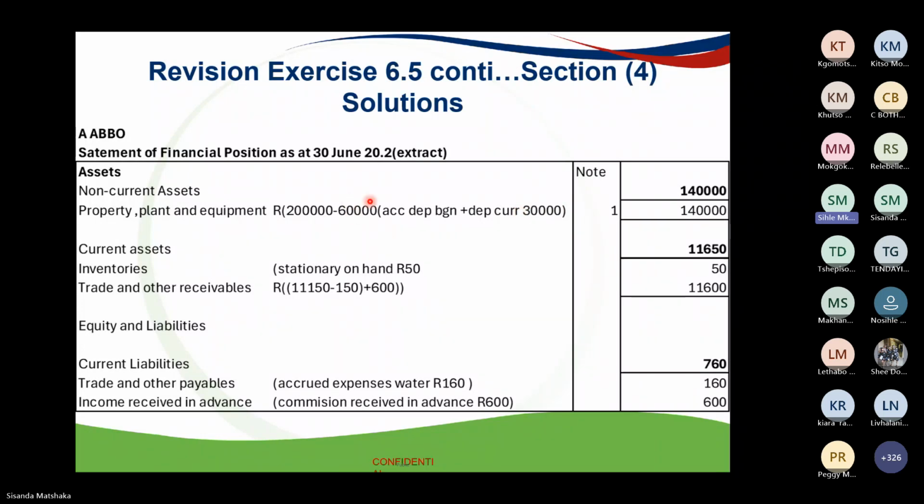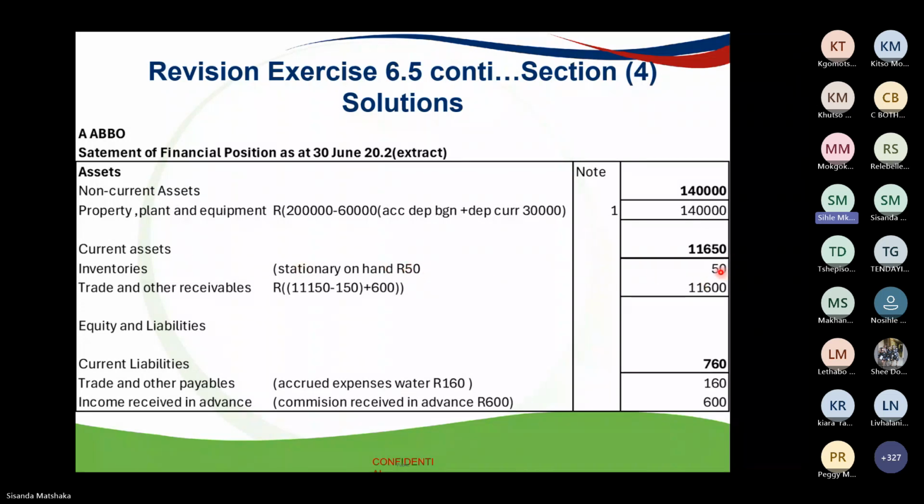As we know, in terms of preparation of financial statements, all assets must be shown at net carrying amount. So this is the gross amount, which is 200,000, minus total accumulated depreciation, which is 60,000. That gives us 140,000. Now, when you go down to the current assets, as I indicated, the stationery that was on hand, which we were told is 50 rand, we just disclose it on the face as it is there.